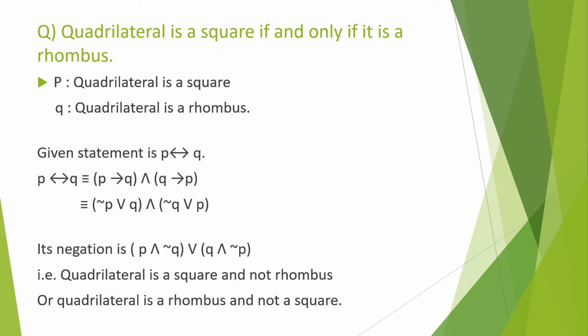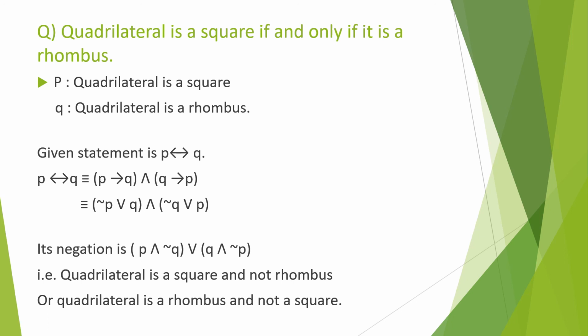Now let's study negation of a biconditional statement. Here the biconditional statement given is: quadrilateral is a square if and only if it is a rhombus. So we have 2 atomic statements: P is quadrilateral is a square, Q is quadrilateral is a rhombus. Therefore, the given statement is P if and only if Q.